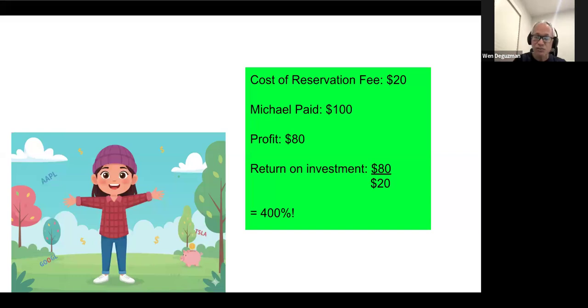By having that call option and then turning around and selling that call option to someone else, right? And your return on investment is $80 divided by $20. You just made 400% on your investment. That's the power of having call options, right? The return on your investment is huge, okay? When you do it the right way.